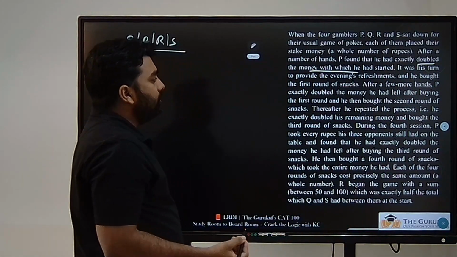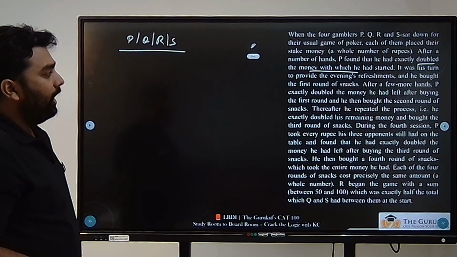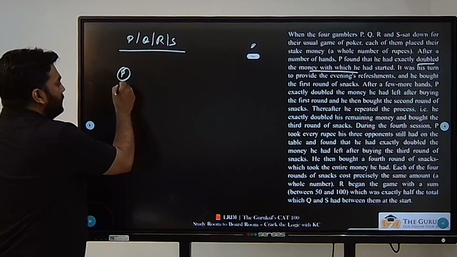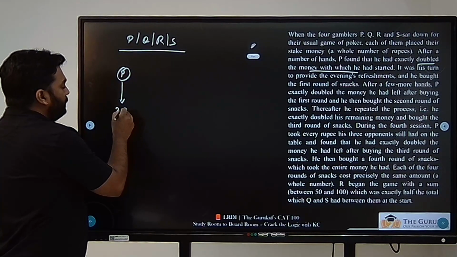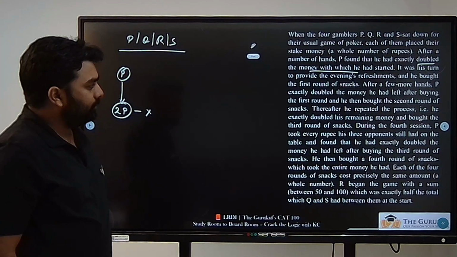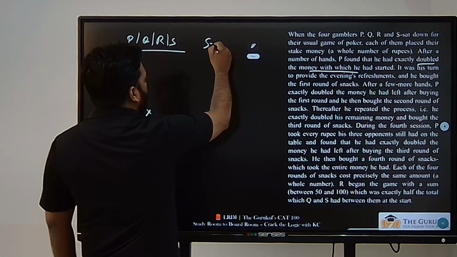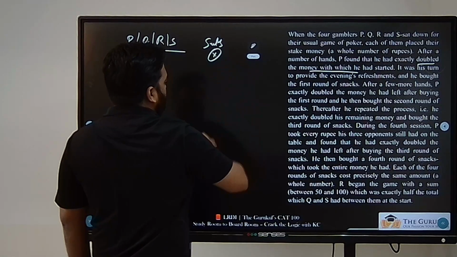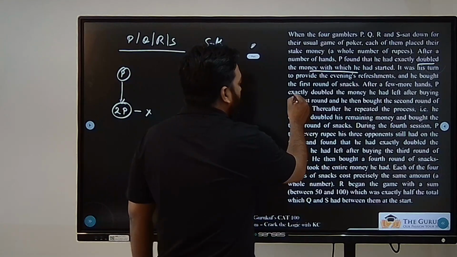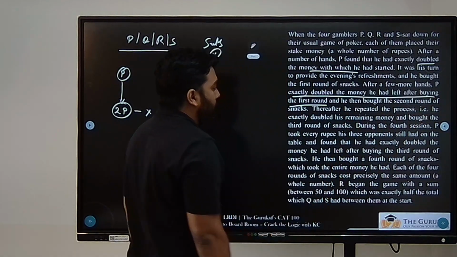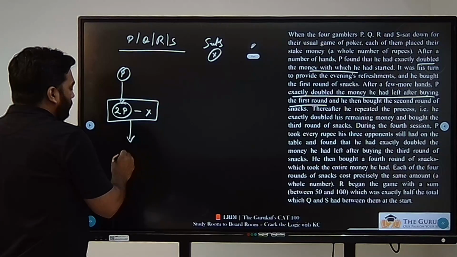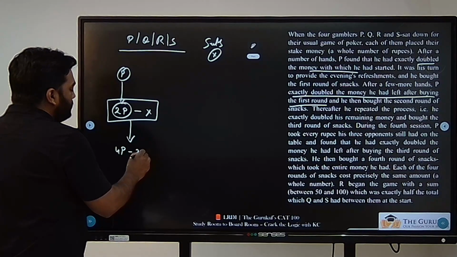It was his turn to provide the evening refreshments and he bought the first round of snacks. So initially he had P rupees. After the first round this became 2P rupees. From this he spent X rupees on the snacks. So let us write snacks, he is spending X rupees. After a few more hands, P exactly doubled the money he had left after buying the first round of snacks. So this total amount got doubled. It became 4P minus 2X.